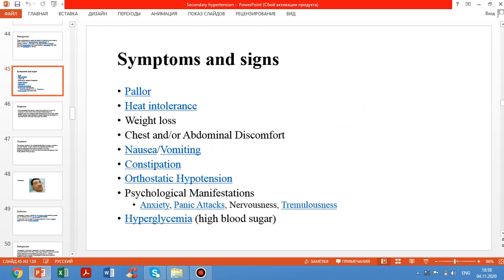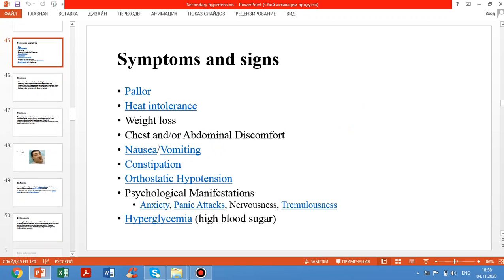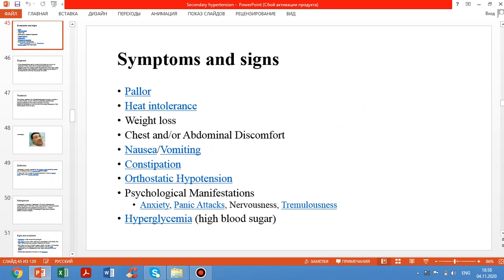Symptoms and signs: pallor, heat intolerance, weight loss, chest and or abdominal discomfort, nausea, vomiting, constipation, orthostatic hypotension, psychological manifestations like anxiety, panic attack, nervousness, tremulousness, hyperglycemia.